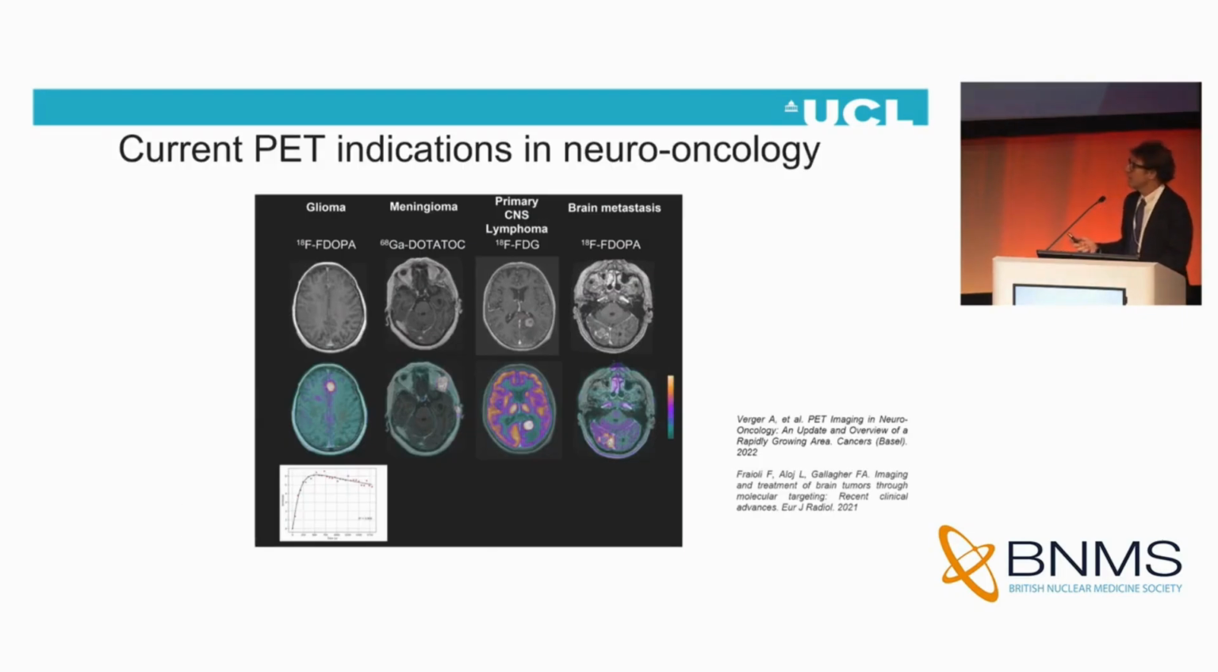So what are the main indications? Glioma, meningioma, CNS lymphoma, and brain metastasis. However, today I will mainly focus on glioma, and I will only mention at the end brain metastasis, mainly because they share the same tracers, and also the assessment of the same clinical indications.